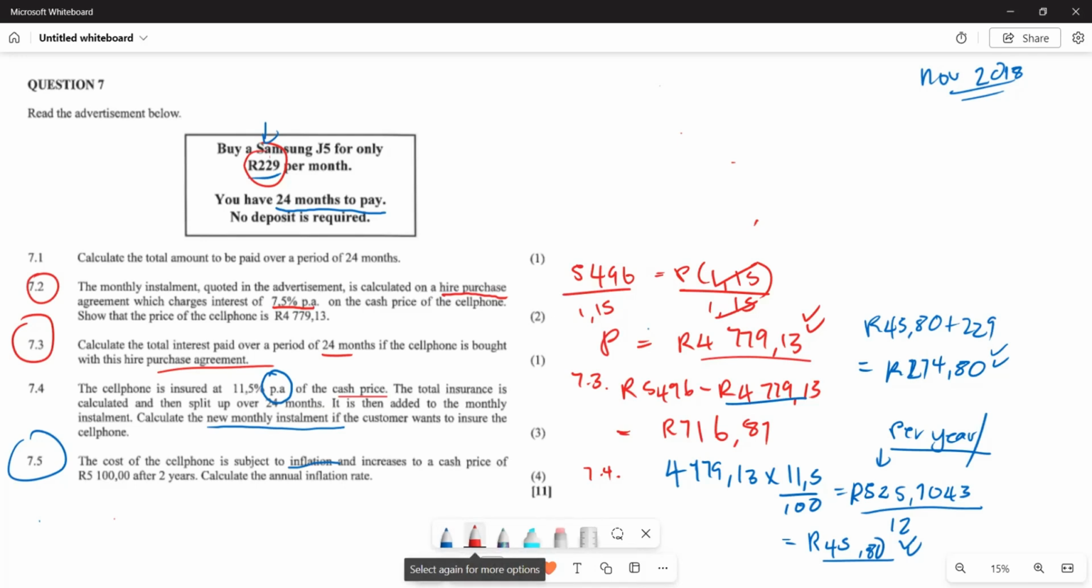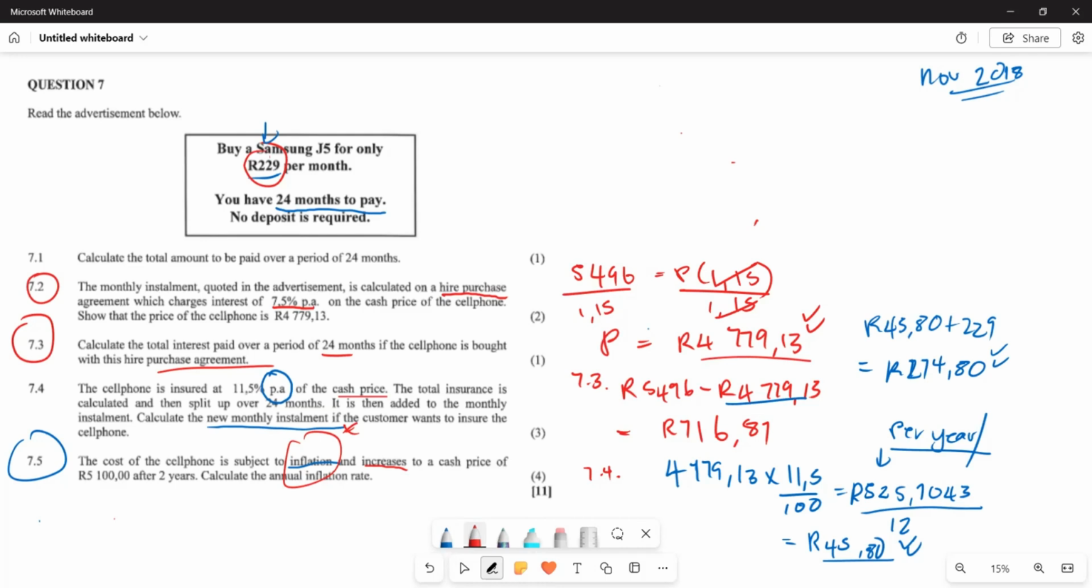Now they say the cost of the cell phone is subjected to inflation, right? What inflation basically does is it increases the rate, and when the rate is increased, it also affects the cost of that particular cell phone, right? So that's what inflation does.